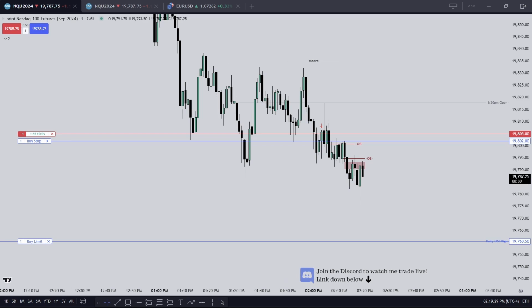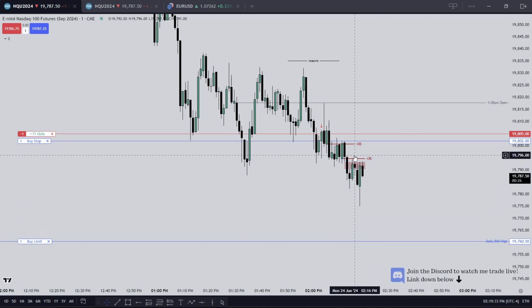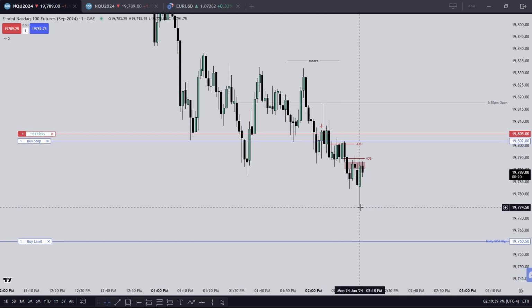Now if we take out this low here, then I'll move my stop above this swing high, because I wouldn't want to see this up close candle traded to again. So I'm watching to see if we take out that low, and I'll lock in a little bit more profit.